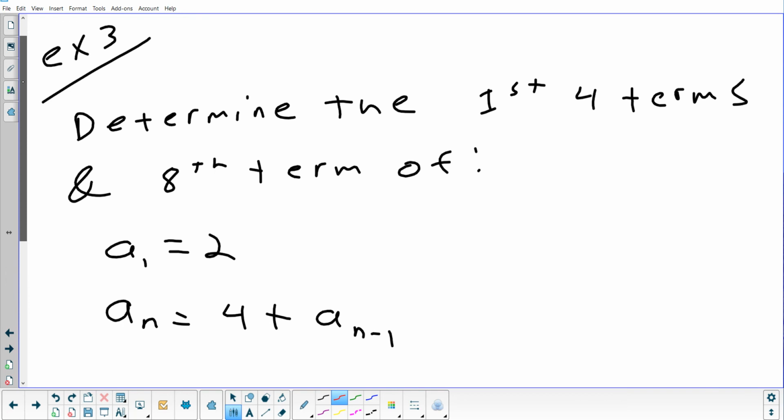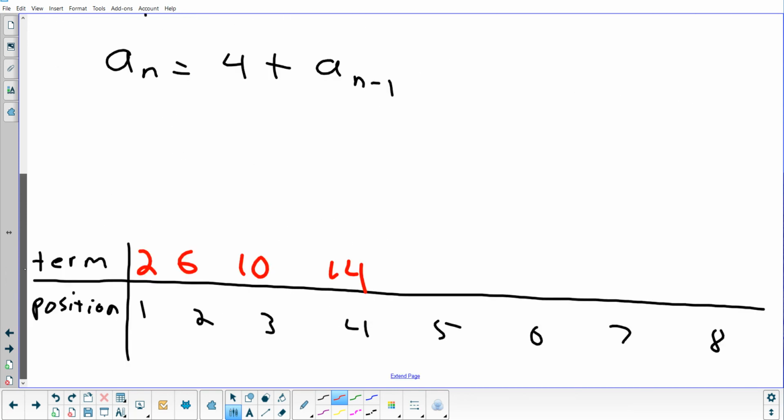So I think we did what they wanted, the first 4 terms, but there is no way to just jump to the 8th term in our head quickly with this formula. We have to keep going till we get to the 8th term. So 18, 22, 26, 30. Not too bad for 8 terms, but if I wanted to know the 900th term, you want to figure out a better way to do this.